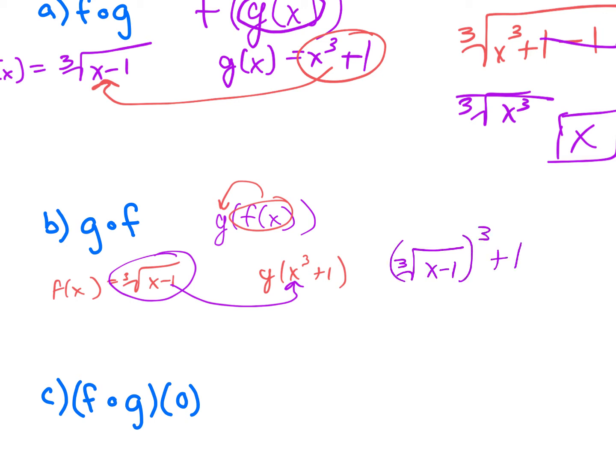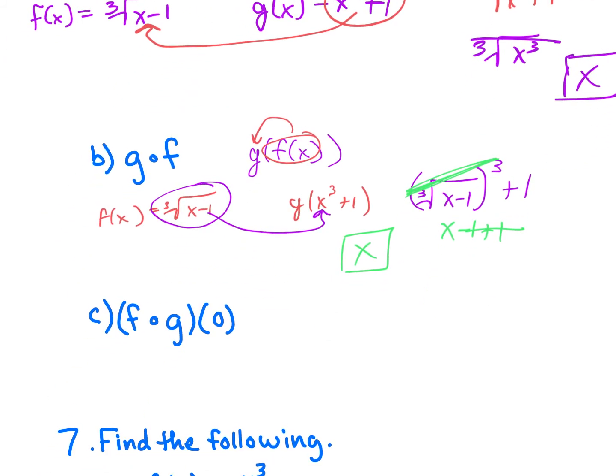Well, if we simplify, use your PEMDAS. I cancel out. If you cube a cube root, that cancels. So I'm left with x minus 1 plus 1. Then what? That cancels out, so I'm left with x.